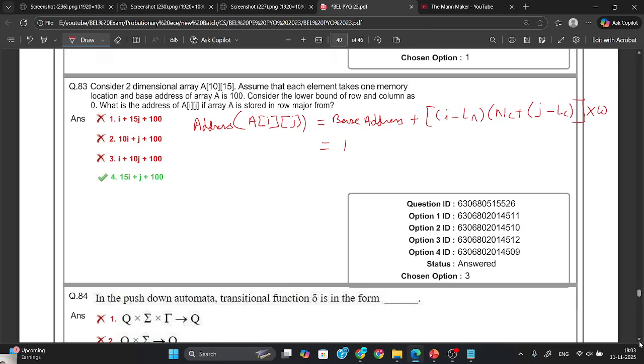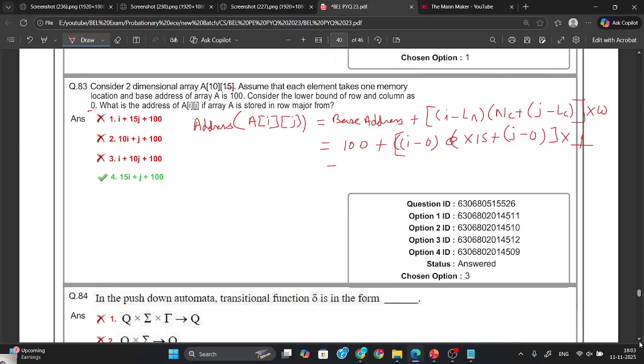Base address we have 100, it is given here, and this one will be I. The lower bound of the row is given as 0, and the lower bound of the column is 0. NC we have given as 15, so times 15 plus J minus LC, which is 0, and W we have given as 1. So W is your 1.